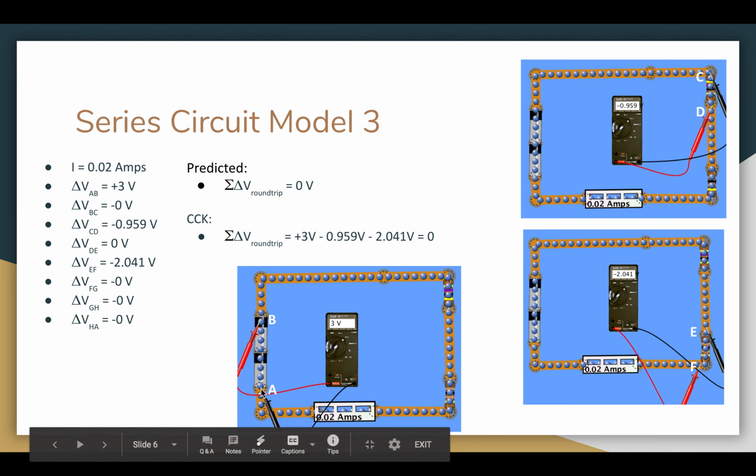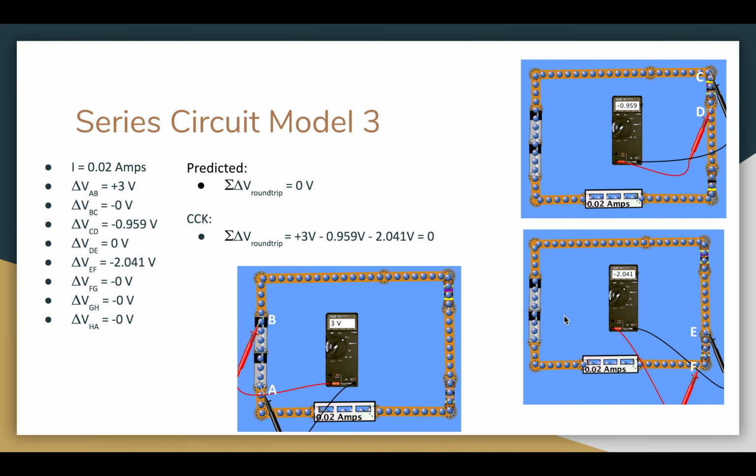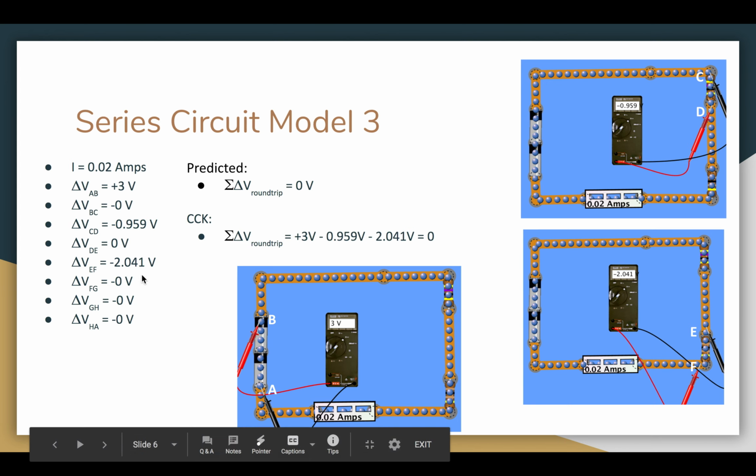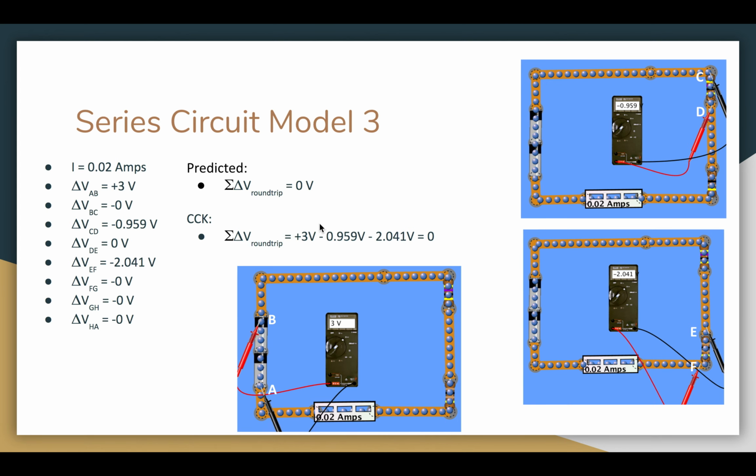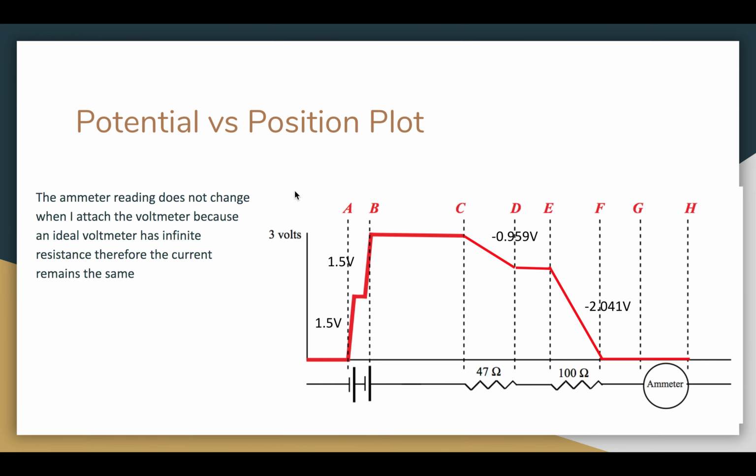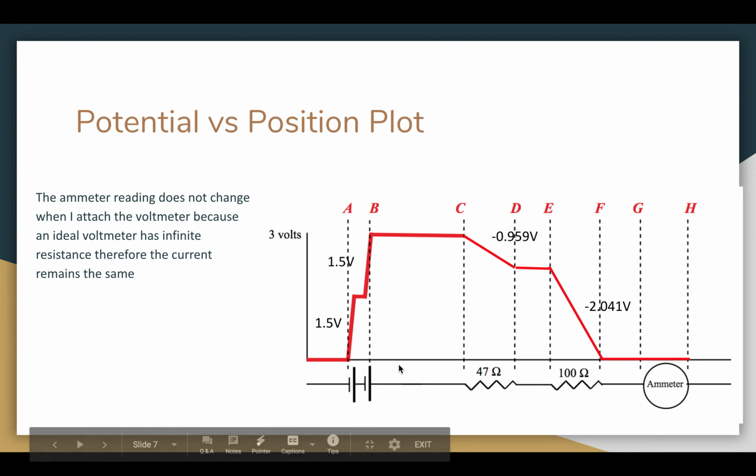So for series circuit model 2, I measured the voltage across all these points. So across AB, I got a reading of 3 volts. Across CD, I got a value of negative 0.95. And then across EF, I got a value of negative 2.041. And the voltage of the brown strip is, when all summed up, it equals 0, which is just how I predicted up here.